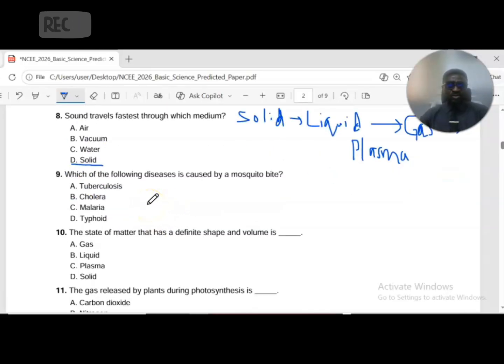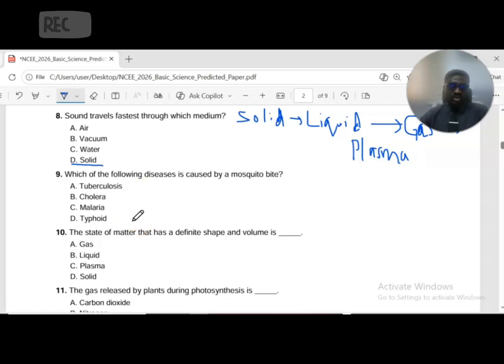Question 9 says, which of the following diseases is caused by a mosquito bite? We must be familiar with this, especially in Africa, where the battle on kicking out malaria is still ongoing. But in other developed climes of the world, they've been able to put efforts and systems in place with good healthcare systems, good vaccinations and medicines to roll away malaria completely. So what option goes for this answer? Option A, tuberculosis. Option B, cholera. Option C, malaria. Option D, typhoid.